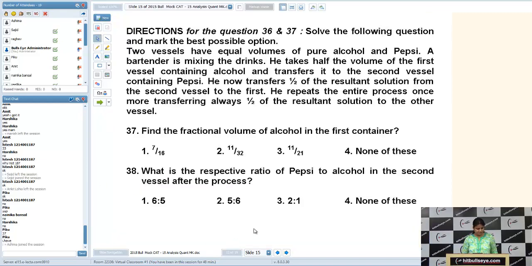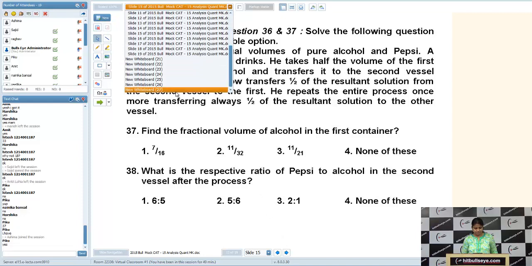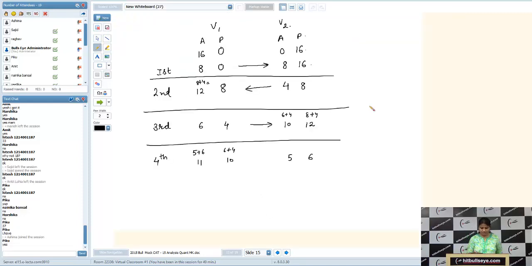See, what was the question? You asked 37. Find the fractional volume of alcohol in the first container. It will be what? 11 by 21. 21 we have as the total here, and in that alcohol is 11 units. So it will be 11 by 21. Yes, still any problem in this? Okay, let us move.